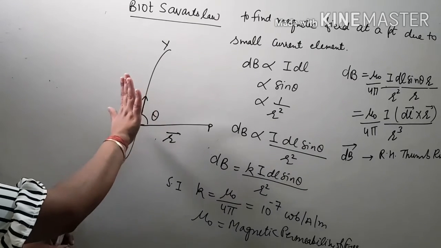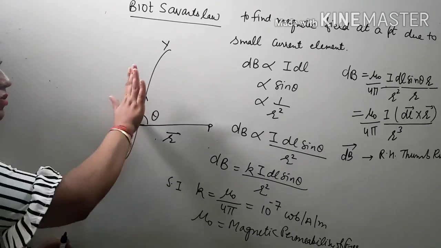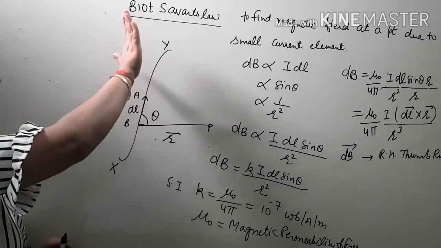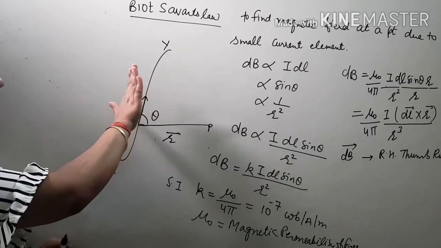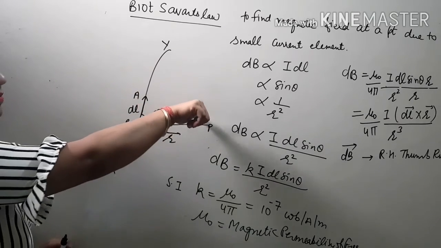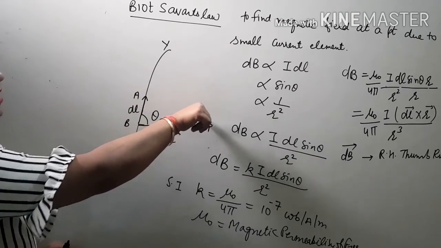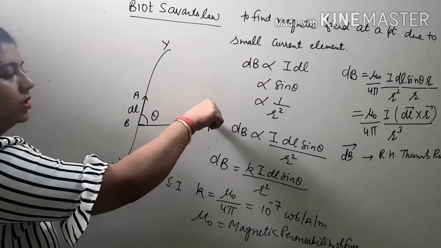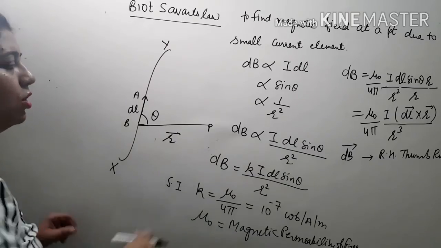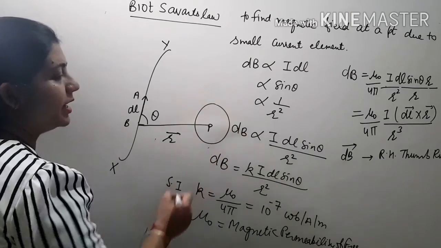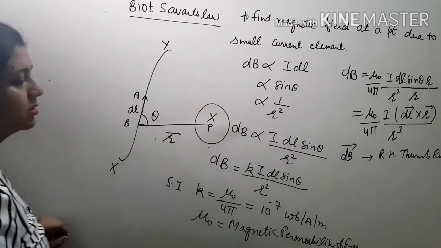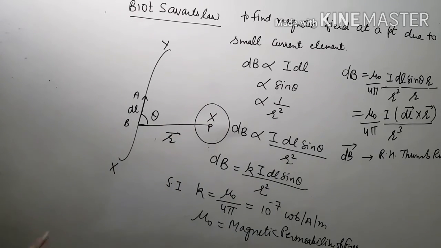So here I am curling my fingers from dl to r. dl is in here, r is here, so I am curling my fingers from dl to r. My thumb is showing the direction of the magnetic field, and this thumb is going into the plane of the board, into the plane. So the magnetic field is here into the plane, and into the plane of paper is shown by a cross.